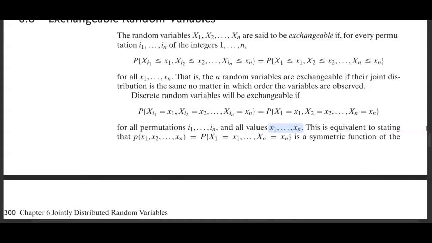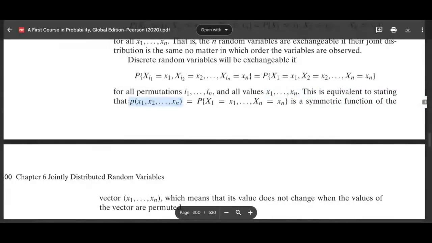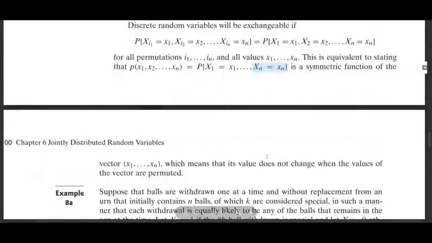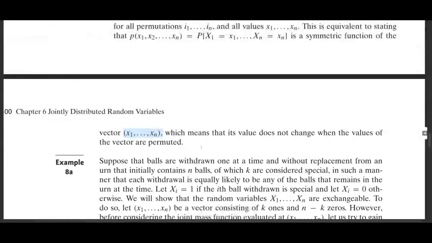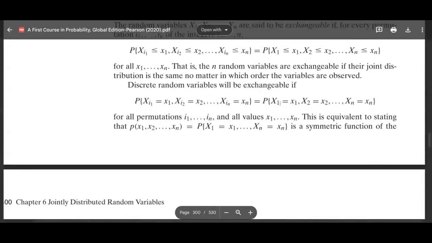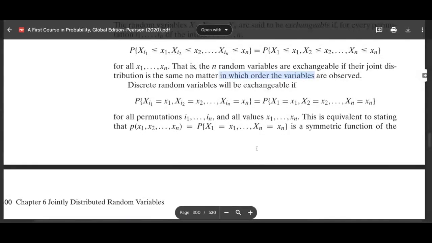And with the values of x1 up to xn. So this is equivalent to stating that the probability of this n of random variables equals the probability of the first random variable represents this, so on and so forth. It's a symmetrical function of the vector, which means that its value does not change when the values of the vector are permuted. Basically, we just have to think the order of observation of the variables doesn't make any changes.